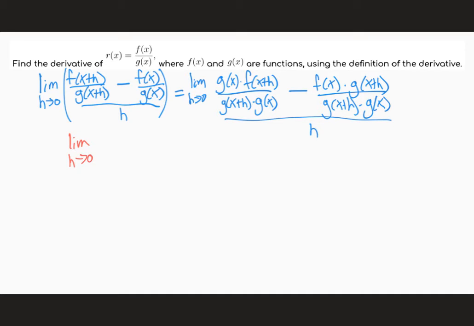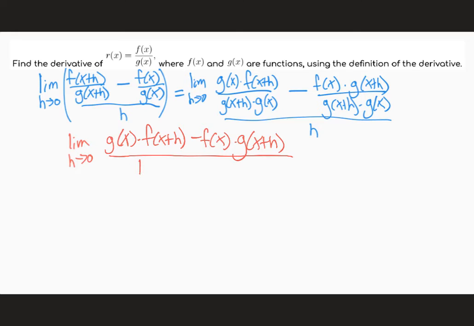The limit as h approaches 0 of g of x times f of x plus h minus f of x times g of x plus h, all over h times g of x plus h times g of x. Okay. We're going to do something really similar to what we did in the previous problem, where we were adding and subtracting the same thing to try to get these things to make some sense in terms of derivatives.